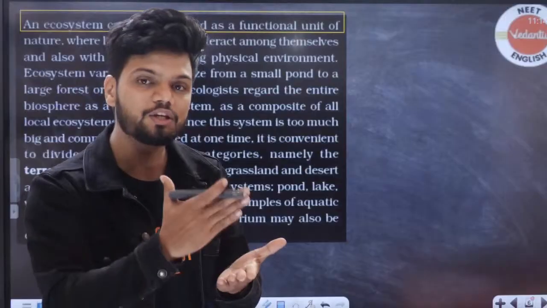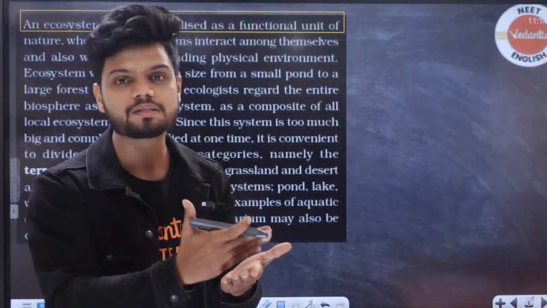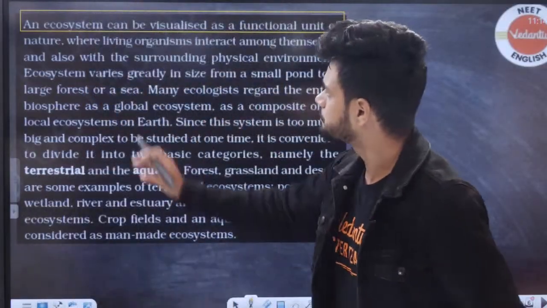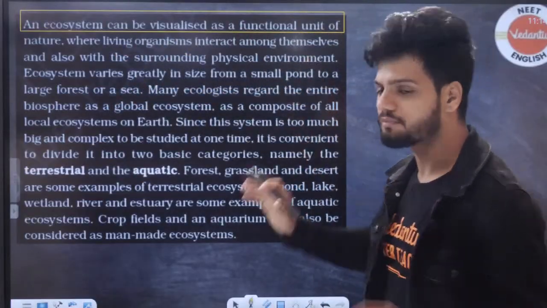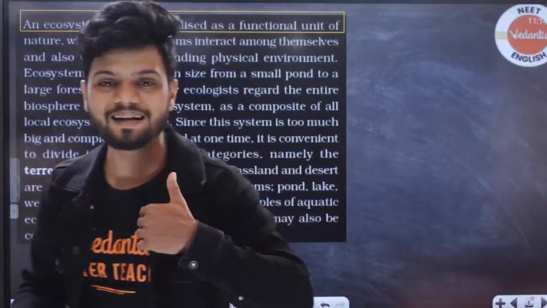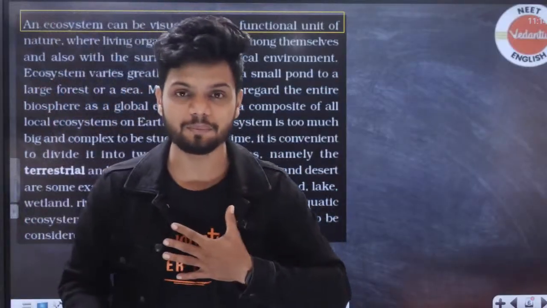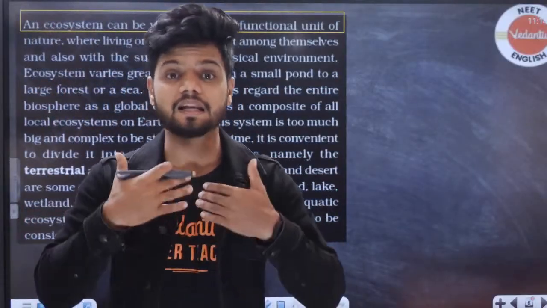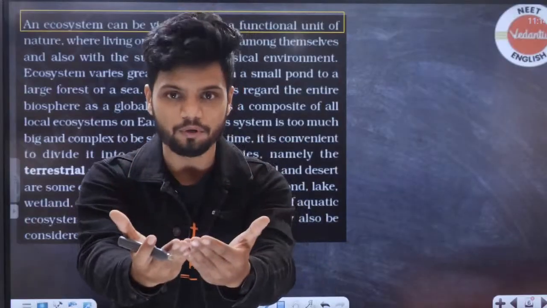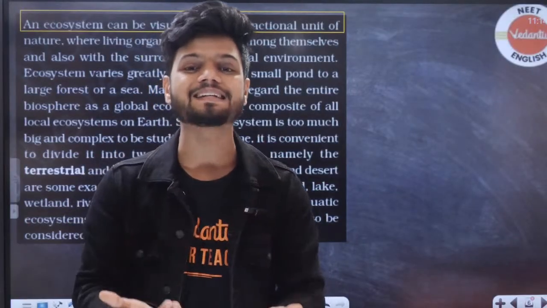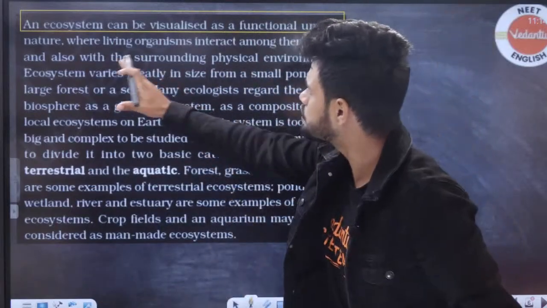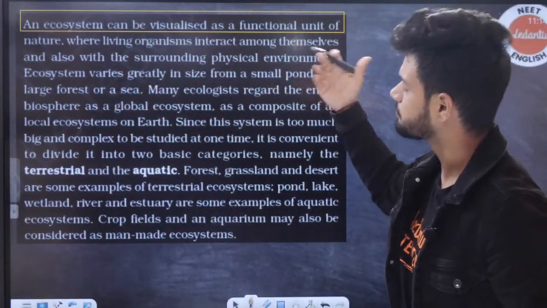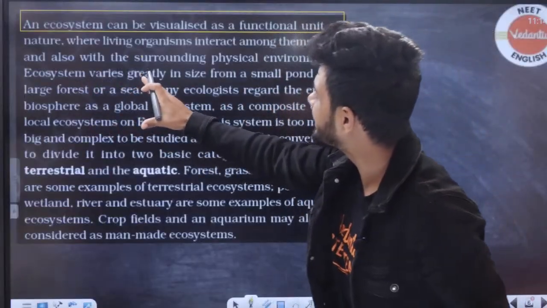The functional unit of nature is the ecosystem, where living organisms interact among themselves. For example, I am interacting with you, you are interacting with me, all of us are interacting. Living components are interacting with each other, and also with the surrounding physical environment. Ecosystems vary greatly in size.